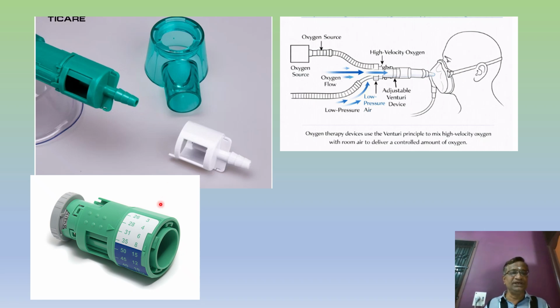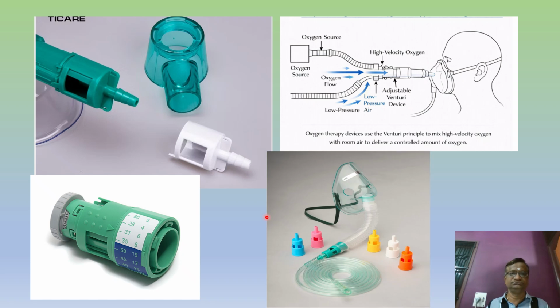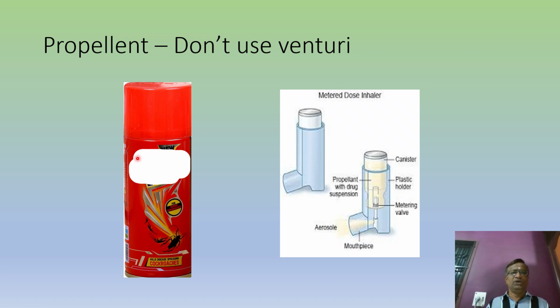Now it's a single venturi. This is a multiple venturi. You can have a single venturi like this. Now these are multiple venturis which are color coded for those FiO2s.